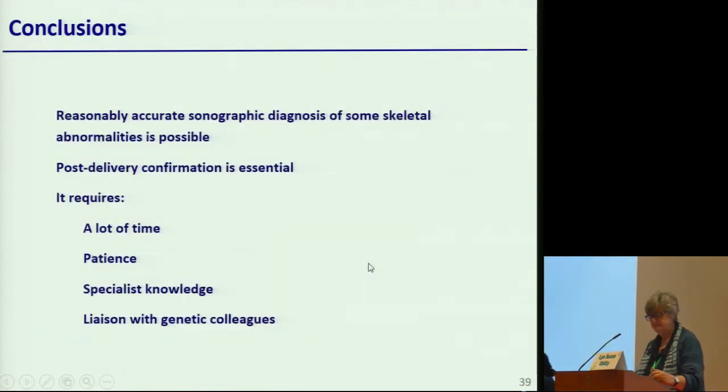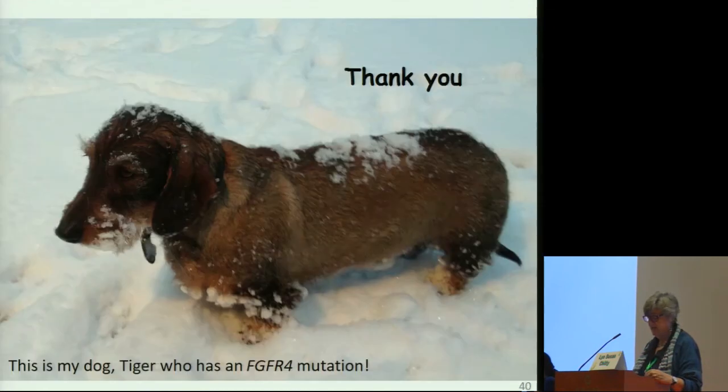So, in conclusion, I would suggest to you that if you take a logical approach to the diagnosis of skeletal abnormalities, for some of them, definitive diagnosis is possible with ultrasound. But post-delivery confirmation is absolutely essential. I think it requires a lot of time and patience and specialist knowledge and liaison with genetic colleagues. And as I said earlier today, exome sequencing is something which is going to be of significant help if you target your diagnosis. And this is my dog that has a mutation in the FGFR4 gene.